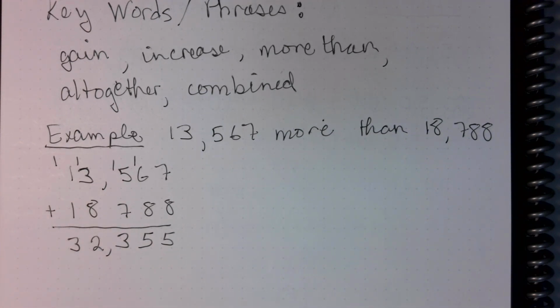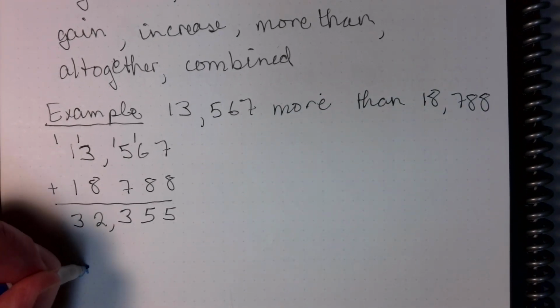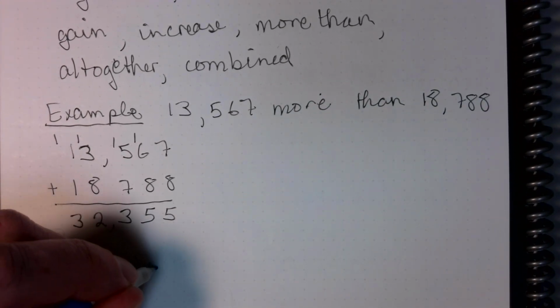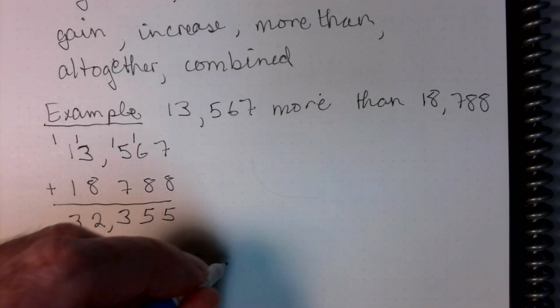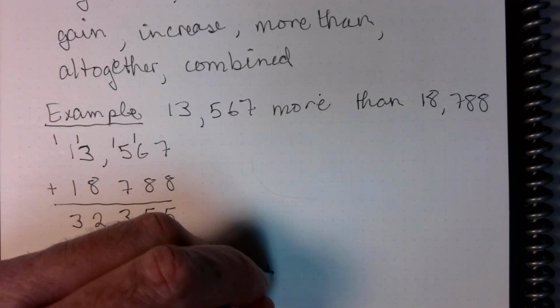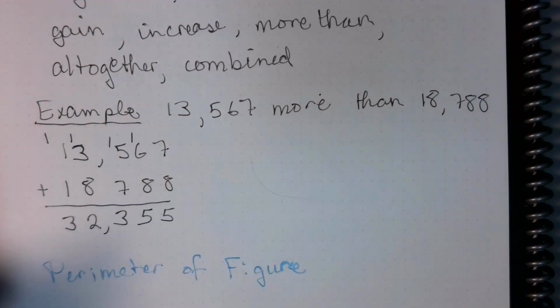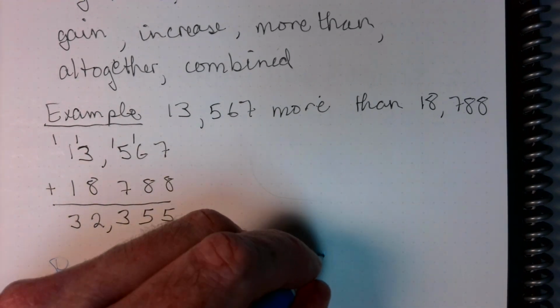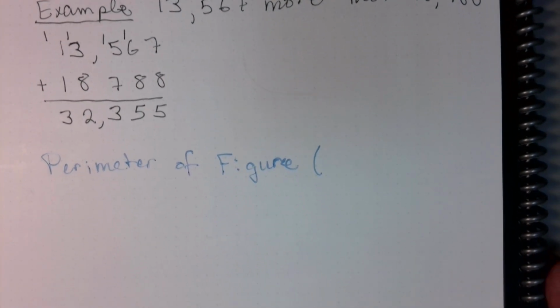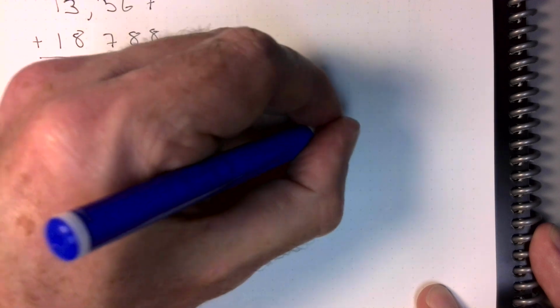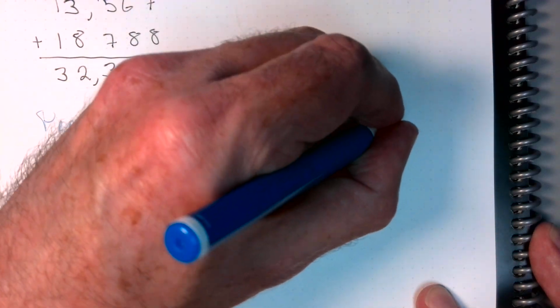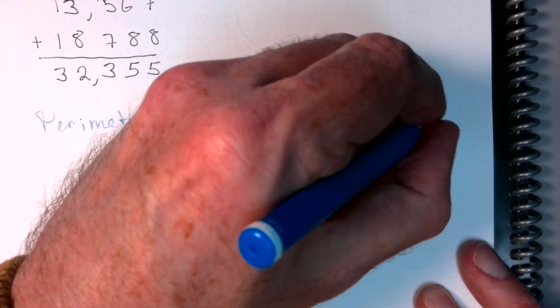Okay. One quick application where you make use of the operation of addition is when you are finding the perimeter of a figure. And that is a fancy or official way to say the distance around a figure.